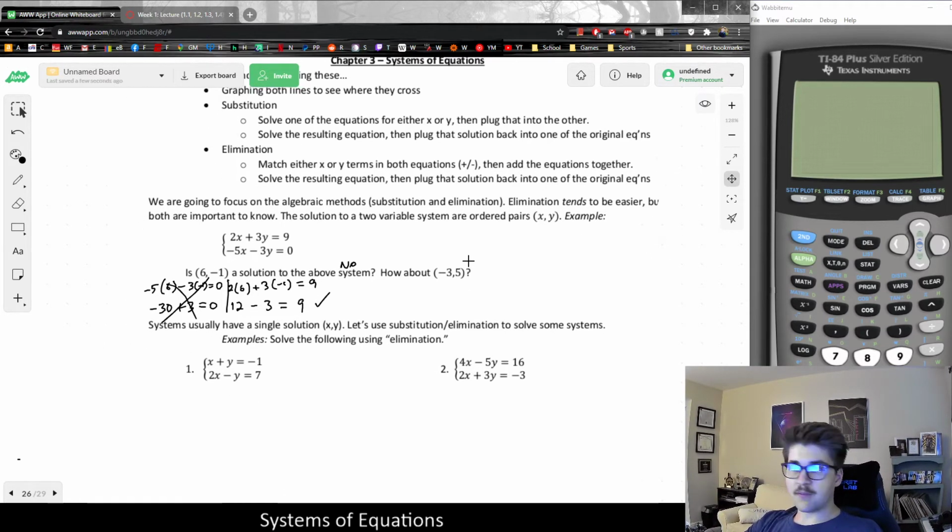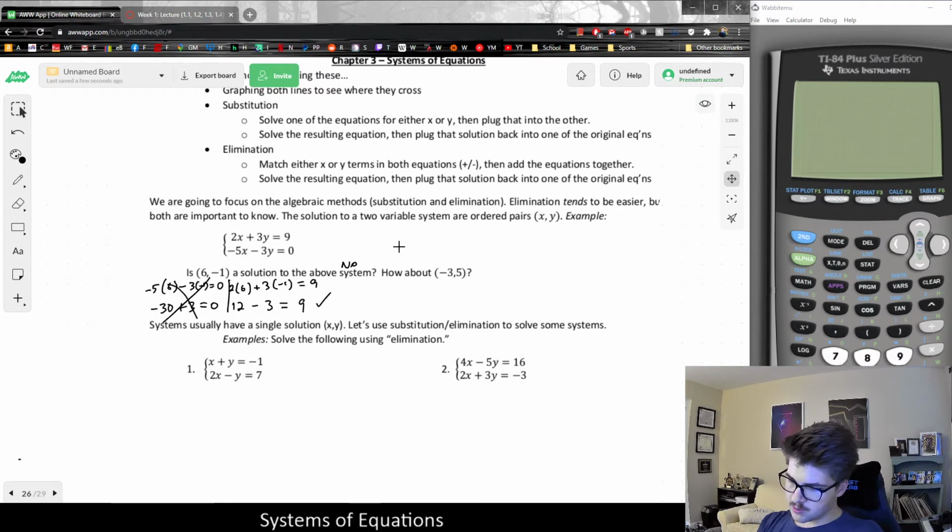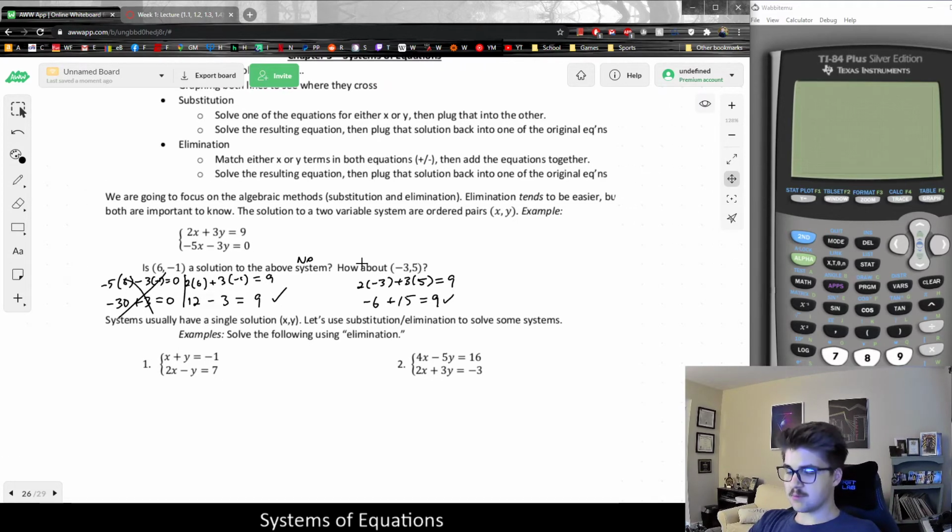What about (-3, 5)? Well, again, we could just plug it in. That would give us 2 times negative 3 plus 3 times 5 equal to 9. That would be negative 6 plus 15. That is definitely 9. So far, so good. Plugging it into the second, we would have negative 5 times negative 3 minus 3 times 5 equals 0. And that's definitely true, because that would be 15 minus 15, which is 0. So basically, we see that this one is a solution. And that's always the goal when we're solving a system, is to figure out a value that works in both.